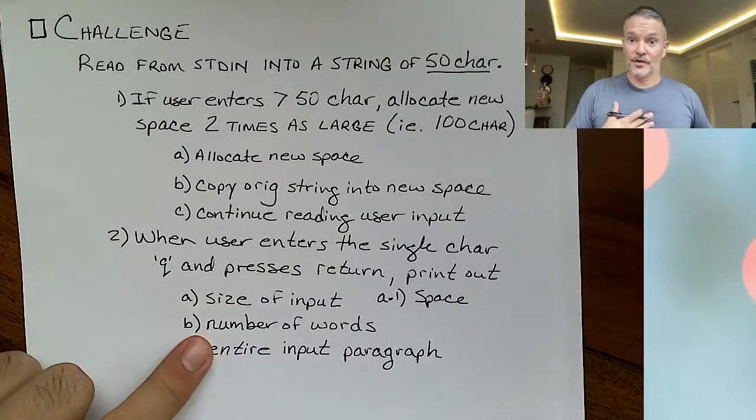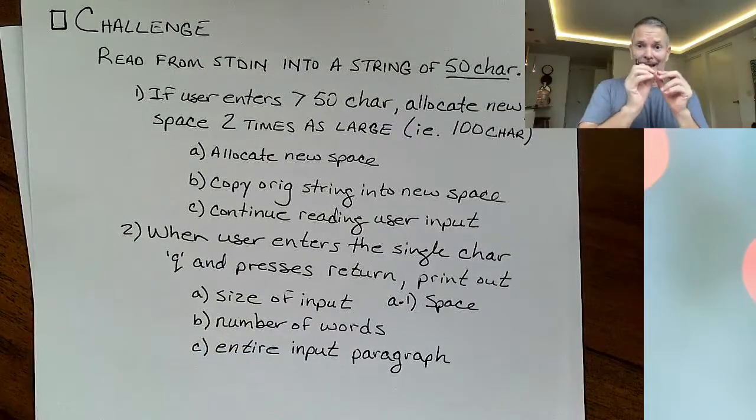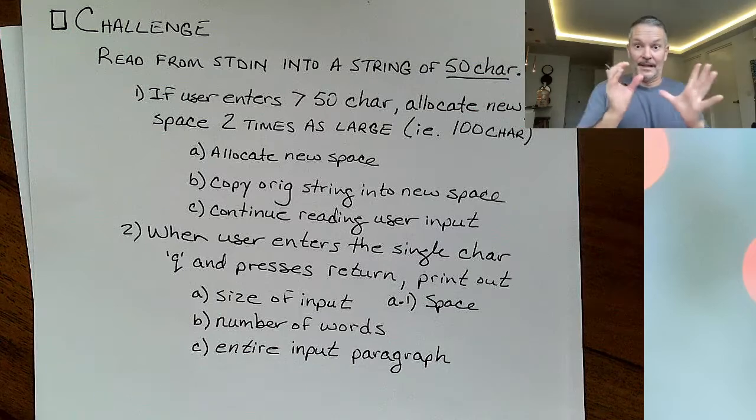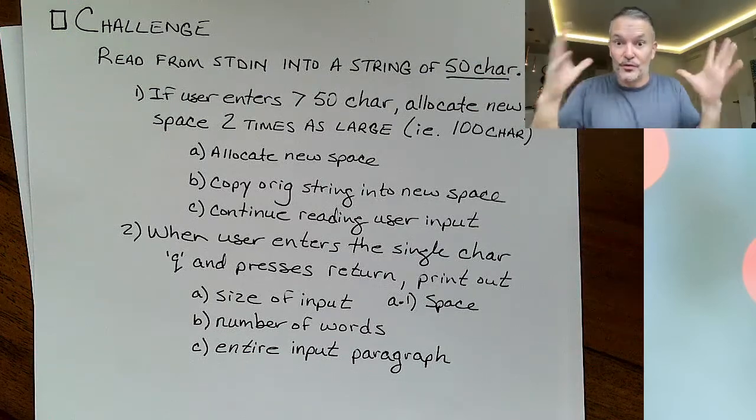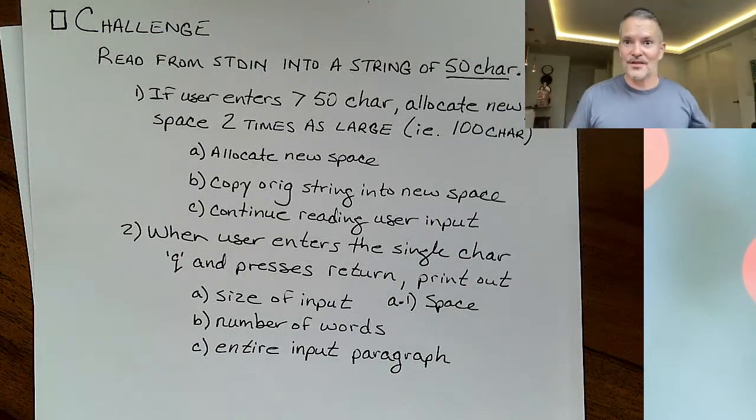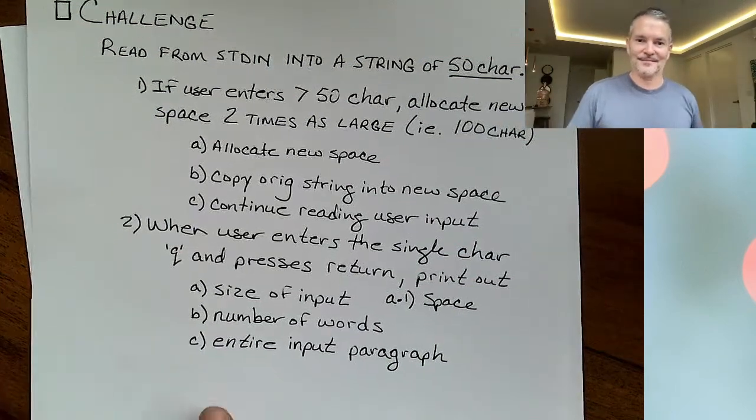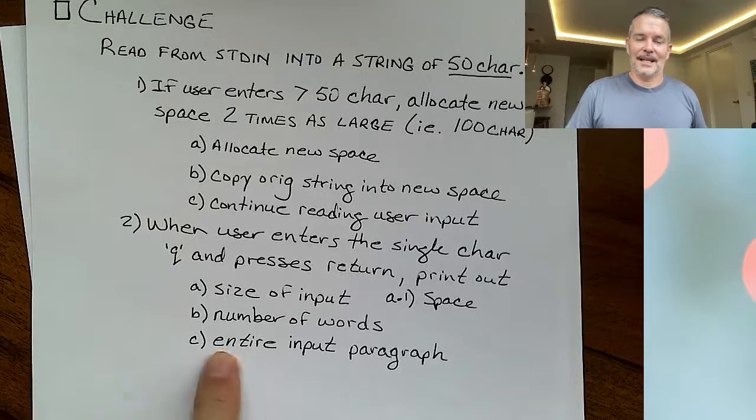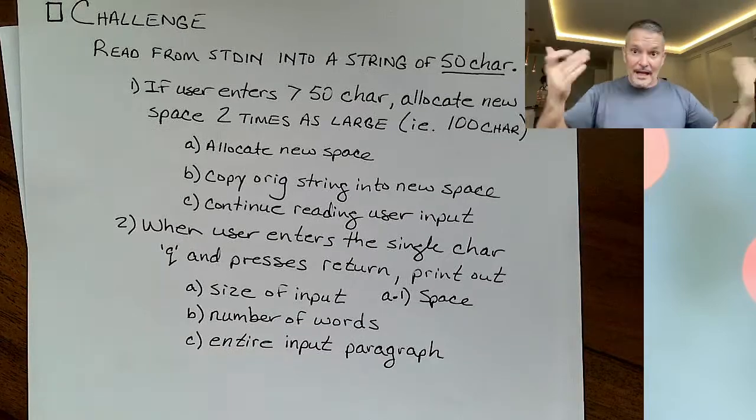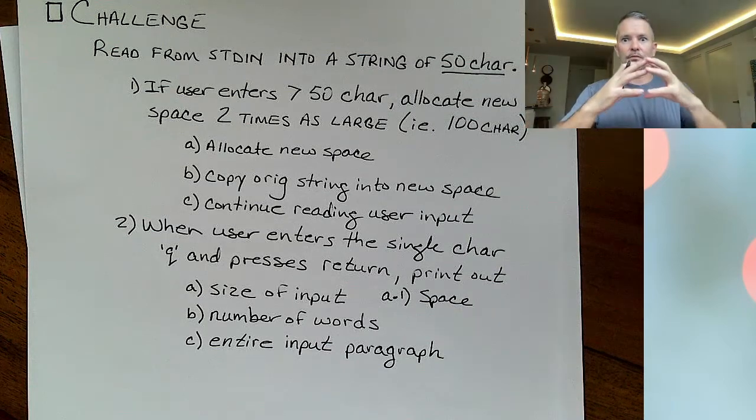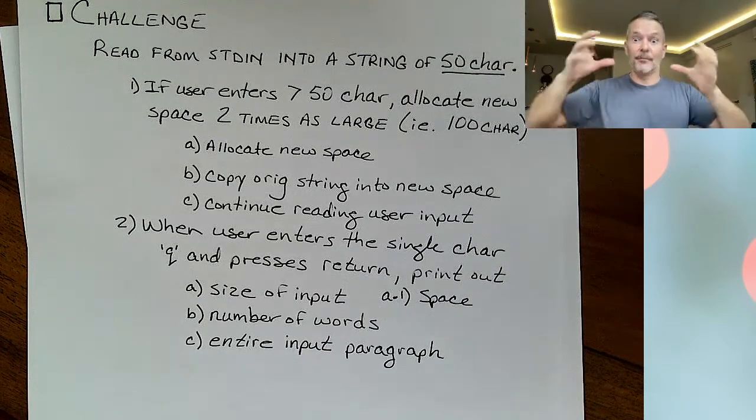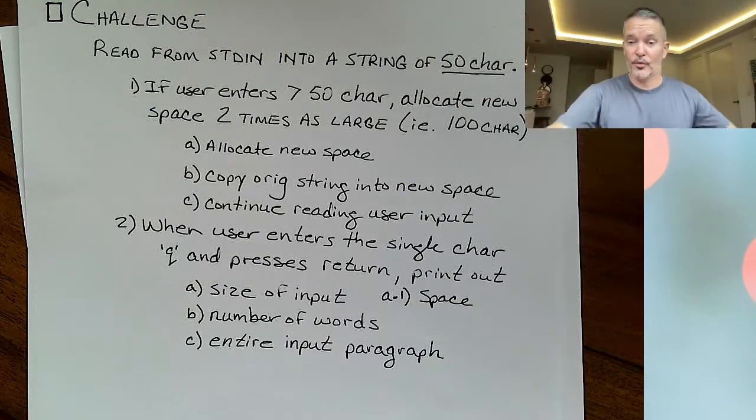How many words did the user enter? So I want you to count spaces. How many spaces? And then as long as there's data between the spaces, those are the words. So how many words did the user enter? And then finally, print out to the screen the entire paragraph that was entered by the user. So we'll echo out the statistics and then dump the paragraph, and then the program will exit.